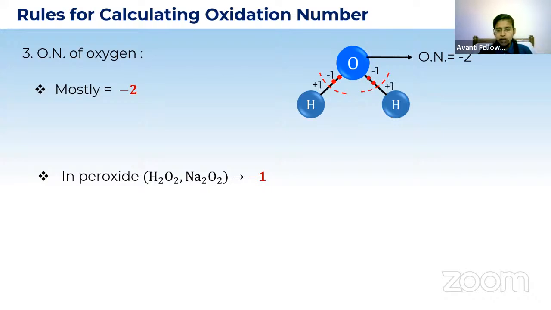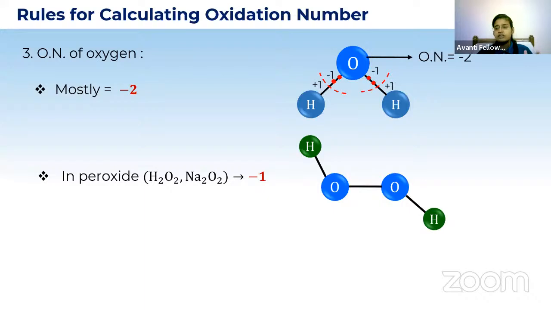So let me take one example to make you understand this. Let me take H2O2. This is the structure of H2O2. Here we have three bonds, two OH bonds and one OO bond. You first take the OH bond. If you take the OH bond, oxygen will gain one electron and hydrogen will lose.